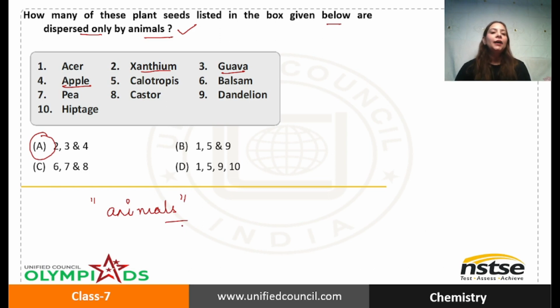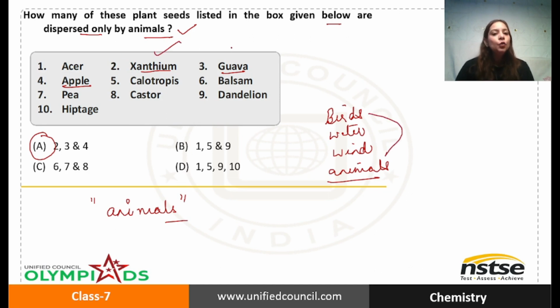Because we know that to disperse seeds, we need the following agencies. It can be birds, I'll write here. The agencies could be birds, water. A few seeds are dispersed through wind, and a few are dispersed through animals. So basically through animals, which includes birds even, it includes xanthium, guava and apple. Therefore, which option is right? Option A. Now please remember this, you will be able to answer these kinds of questions only if you get yourself well versed with the examples which are listed in your book along with the concept. So make sure you learn them.